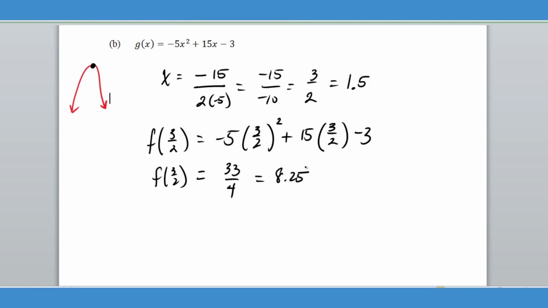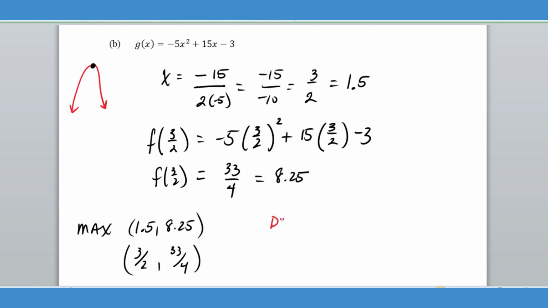So if you wanted to write that it has a maximum value at 1.5, 8.25, that's perfectly acceptable. 3/2 and 33/4 is also a correct answer.